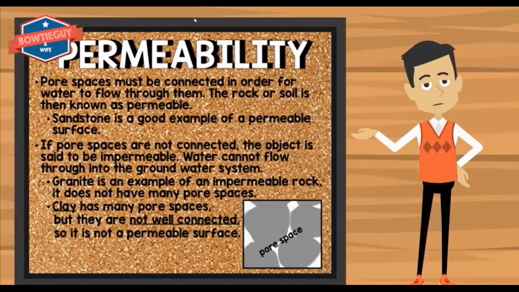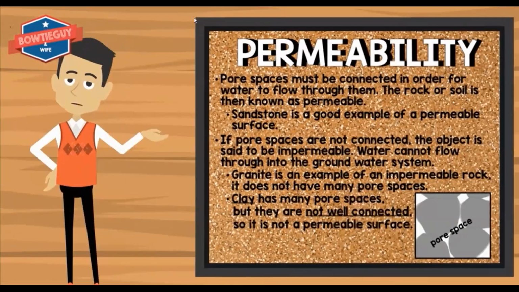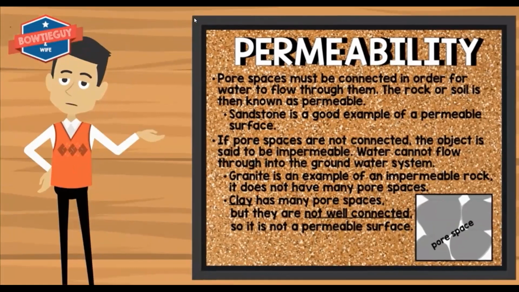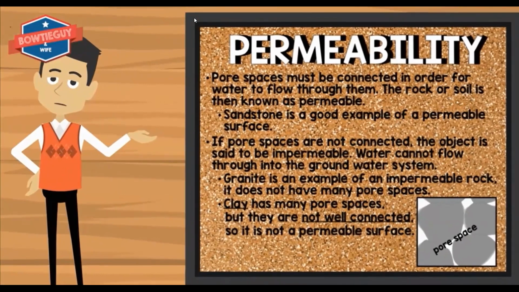If pore spaces are not connected, the object is said to be impermeable. Water cannot flow through it. Granite is an example of an impermeable rock. It does not have many pore spaces. Clay has many pore spaces, but they are not well connected, so it is not a permeable surface.